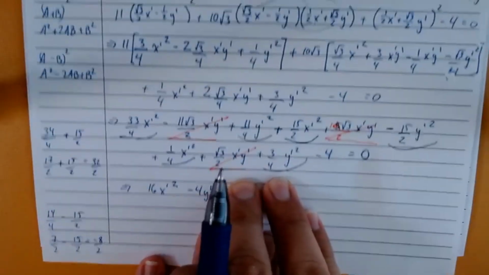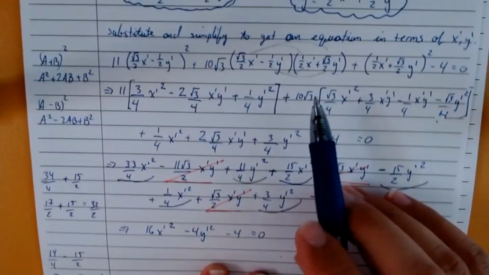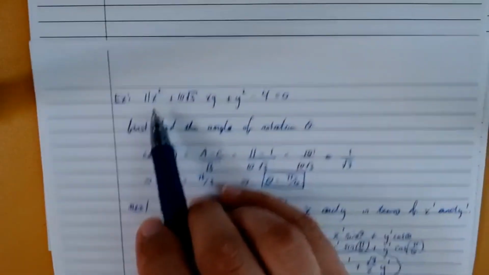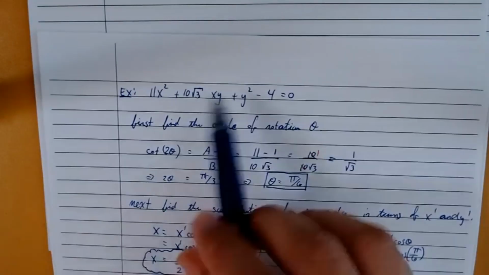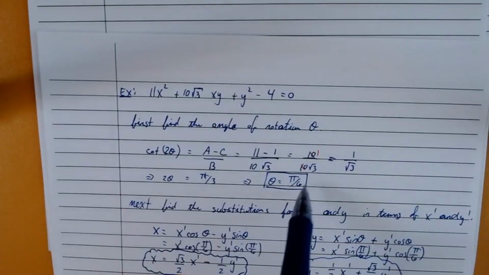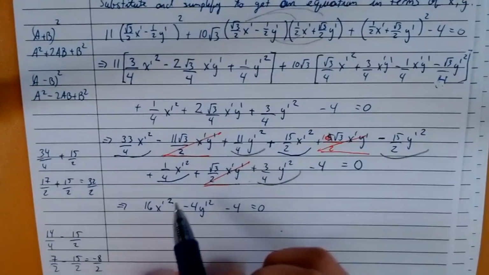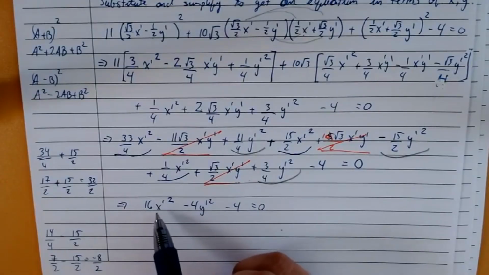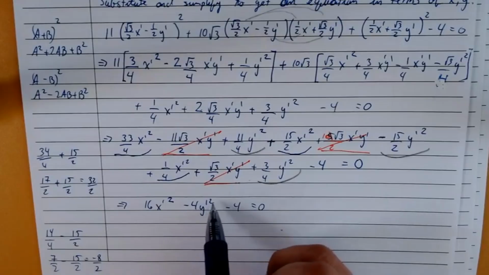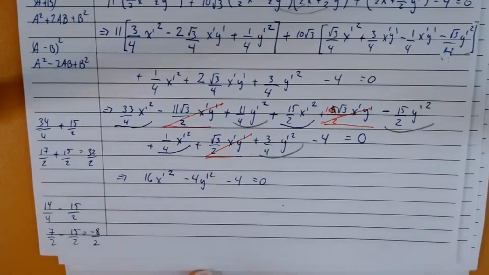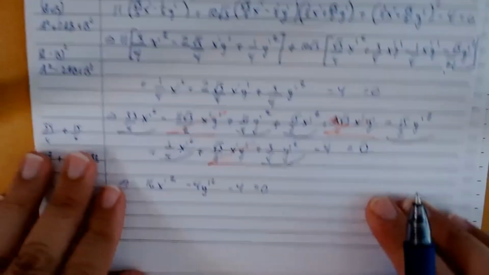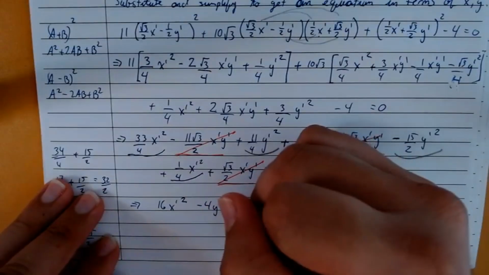And there we go. We've substituted and simplified. So now our original equation, 11x squared plus 10 root 3 xy plus y squared minus 4 equals 0, after a rotation of pi over 6 radians, a rotation of 30 degrees, we end up with, in this new coordinate system, 16x prime squared minus 4y prime squared minus 4 equals 0. Notice what kind of conic that is. We can now put this in standard form in the x prime y prime system. So that's our next step.